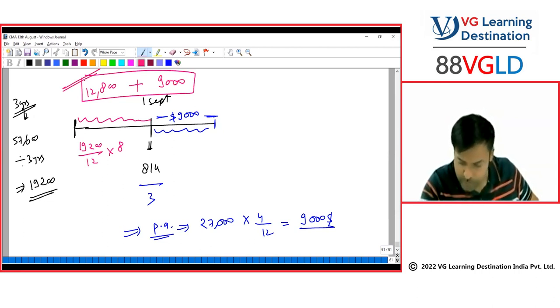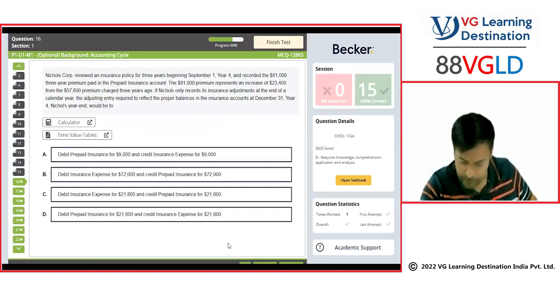That means how much? 12,800 plus 9,000. 21,800, right? What should be the answer, guys? D should be the answer. You will debit the expense, Manish. You're not going to credit the expense. Expense you are going to debit. So C should be the answer. Yeah. Good, Vijesh.